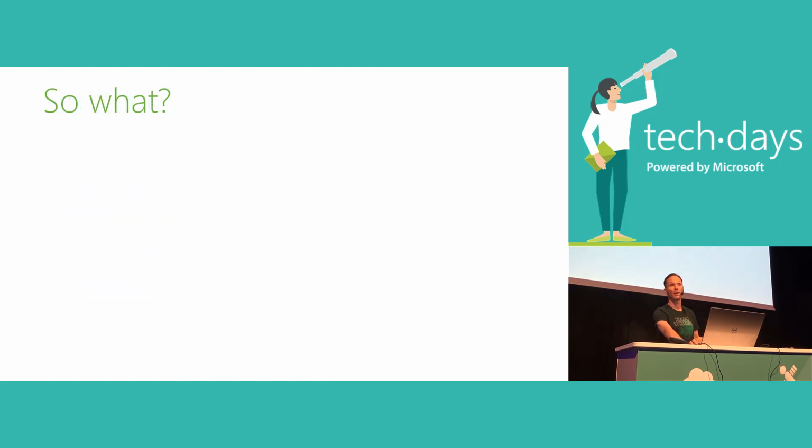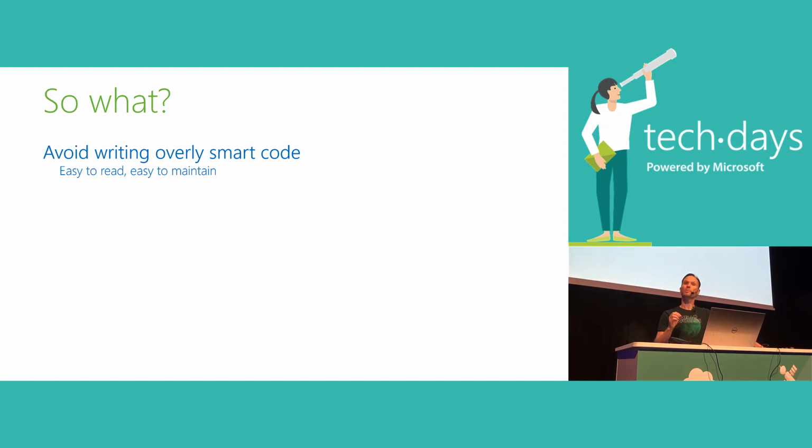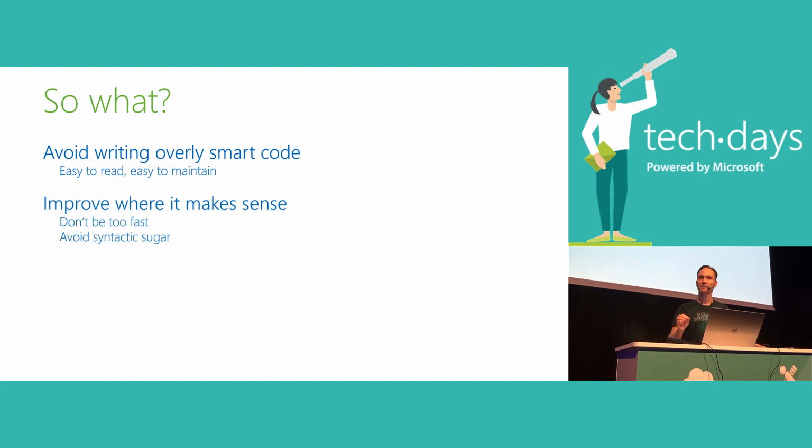So what? This will be the last slide, and then we'll take a look at the code. Go encourages you to stop writing overly smart code. Code should be easy to read, easy to maintain, consistent even across organizational boundaries. Go only improves where it makes sense. Not too fast, avoid syntactic sugar. If you have to write 2 lines instead of 1, that's fine. Just write the 2 lines. We don't want to have overcomplicated code.